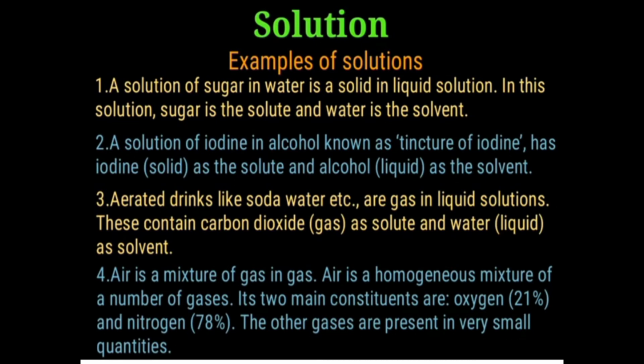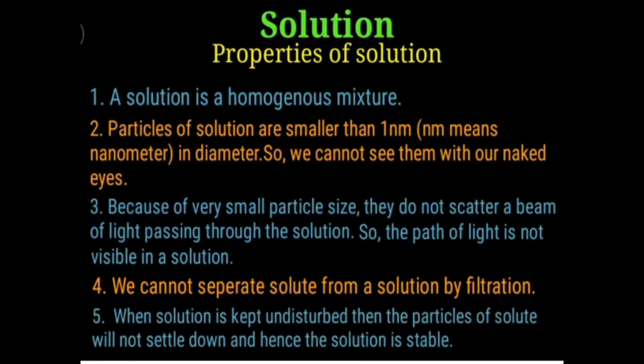Then air is a mixture of gas and gas. Air is a homogeneous mixture of a number of gases. As we can see, a number of gases are present in the atmosphere. Mainly it consists of two constituents: oxygen, which is present in 21%, and nitrogen, which is present in 78%. And other gases are present in very small quantities. Now let's study about the properties of solution.